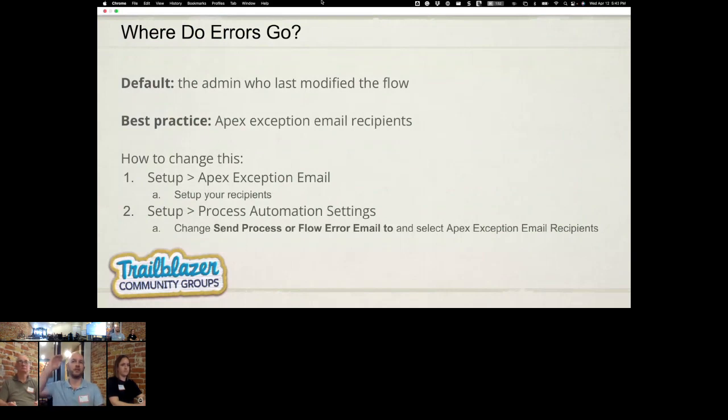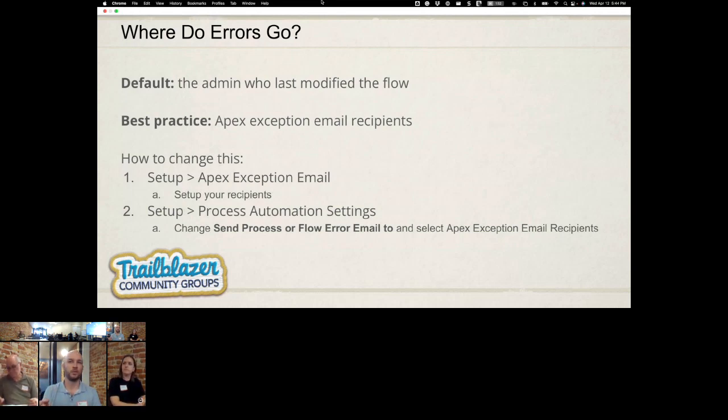Who here is a sole admin and does not work with any other admins in their org? Okay, so you might be able to leave it with this option. I still don't recommend it, but for everybody else, you can go into process automation settings and change it so that it sends it to the Apex exception email recipients, which if you haven't set those up is also in setup under Apex exception emails. You can add any users or you can add external emails.